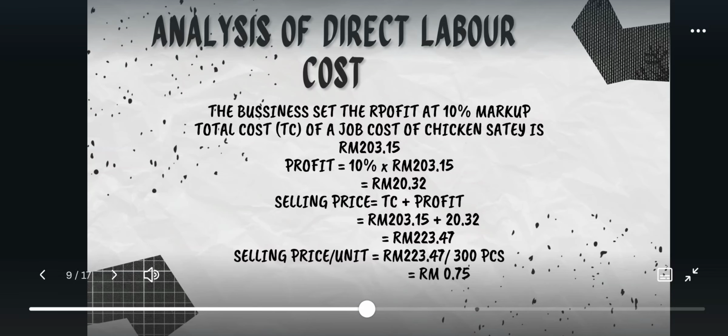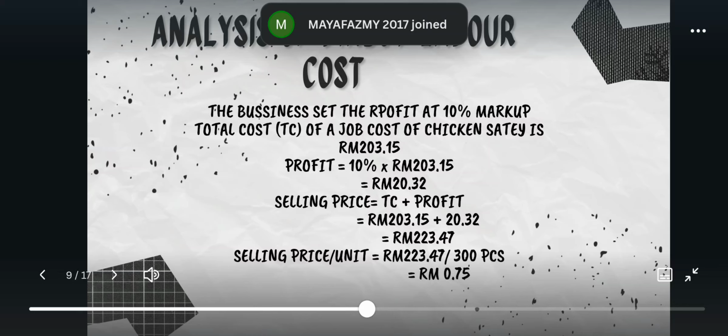So we move to analysis of direct labor cost. This is to find the profit, selling price, and selling price per unit. The business sets the profit at 10% markup. Total cost of a job cost of chicken satay is 203 ringgit and 15 cents. So the profit is 10% times 203 ringgit and 15 cents. The answer will be 20 ringgit 32 cents.